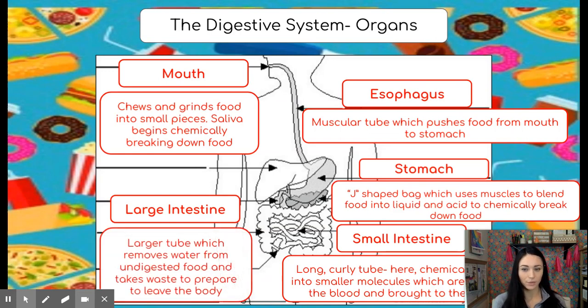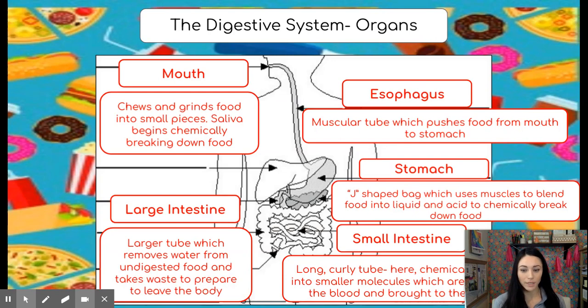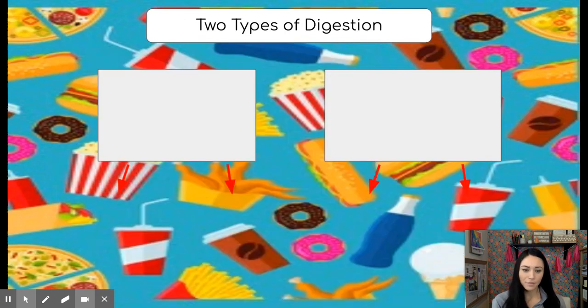The last organ that we'll look at in our digestive system is the large intestine. This is the larger tube sort of surrounding the small intestine, which removes any needed water from the undigested food and then gets that food ready to prepare to leave the body. Now that we know the functions that the digestive system performs and the organs that help it to do so, we will talk about the two different types of digestion that take place within the digestive system.